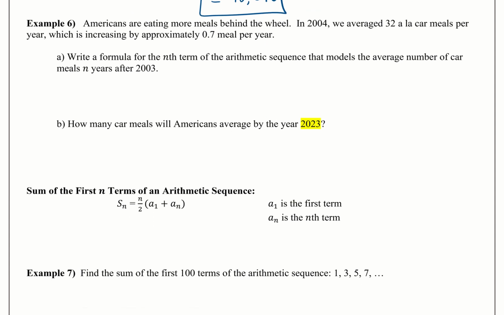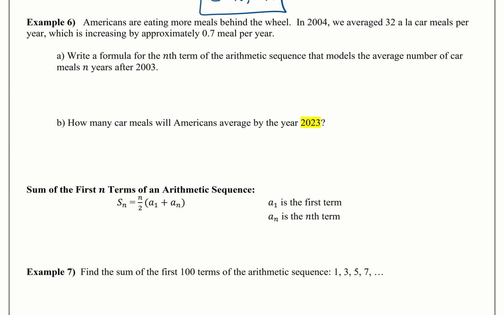All right. Example 6, Americans are eating more meals behind the wheel. 2024, we averaged 32 a la carte meals per year, which is increasing by approximately 0.7 meals for each year. And that was in 2024. And so this one, we want to write a formula for the nth term that models the average number of a la carte meals n years after 2023. This one I did want to say 2023 so you could see the difference between this one and the last one. Notice that this is 2024.